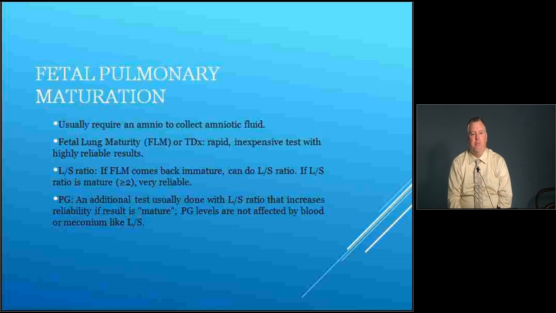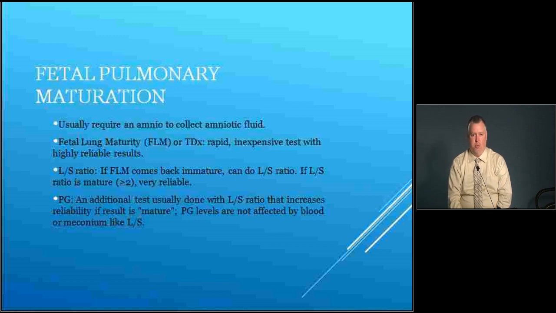If it comes back immature, they may do an LS ratio. And that's just two different types of substances that are present in the amniotic fluid. And if that LS ratio is mature, so if that comes back greater than or equal to 2, then we consider that to be a mature result, and those results are very reliable, even though the FLM may have come back immature. And occasionally they will do an additional test along with the LS ratio, and that's the PG levels. And that just increases the reliability if our test is mature.